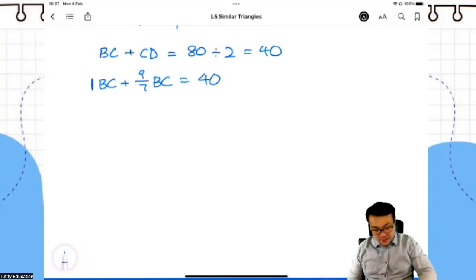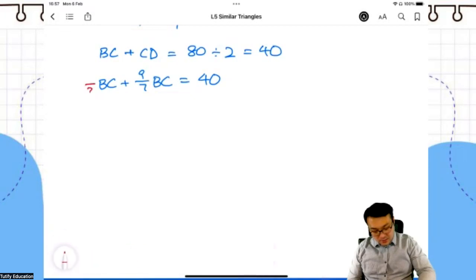This is 1 here, right? There's another one there. So 9 over 7 plus 2 BC. Can I rewrite the number 1? In order to add fractions, you must make sure the denominator is the same.